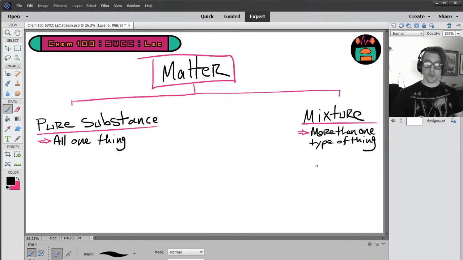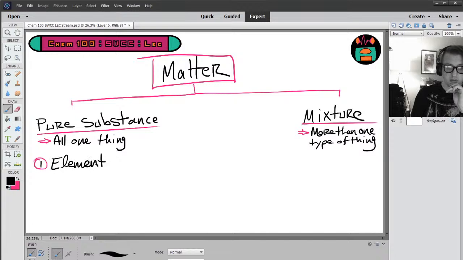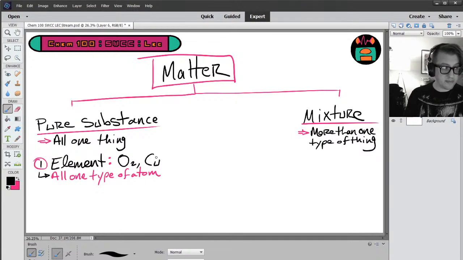We can break these down into two further categories. Under the category of pure substance, you can have what we call an element, which is all one type of atom. So an example of an element would be oxygen gas that we breathe, which is O2. Copper metal is just a bunch of copper atoms strung together. That's an element, all the same type of atom.